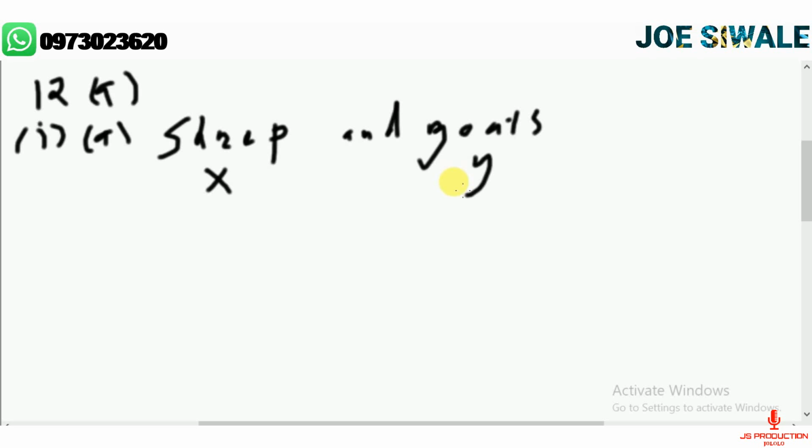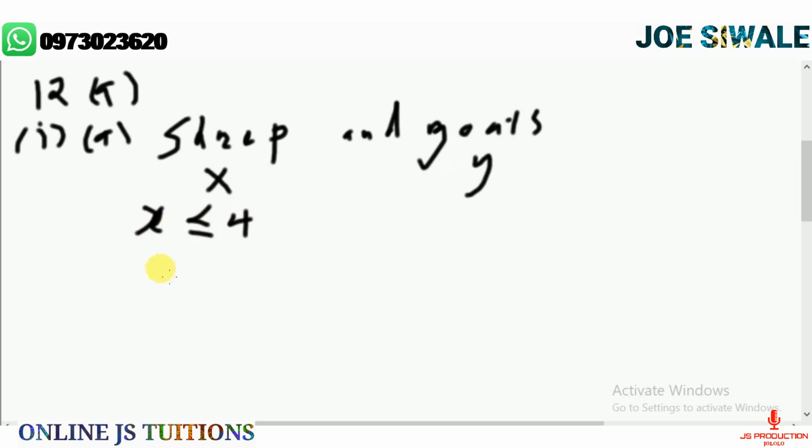Now we can answer question A. The number of sheep should not be more than 4. So we know that sheep is represented by x. So x should not be more than 4. So that is going to be less than or equal to 4. That's our first inequality. Let us look at B.